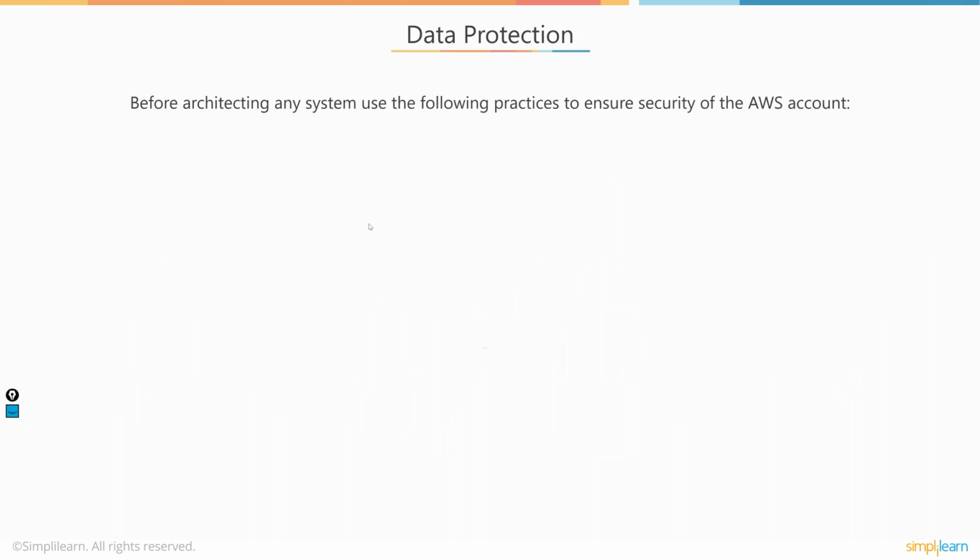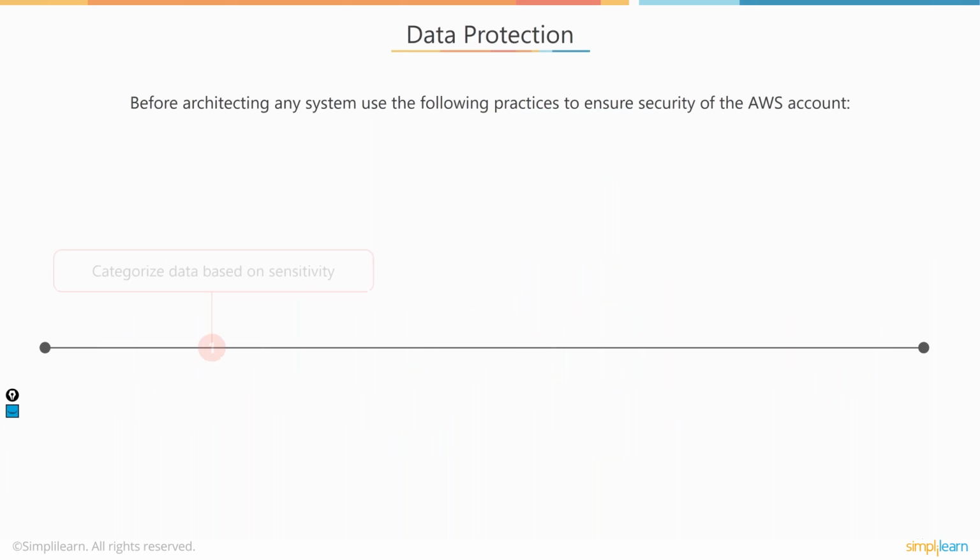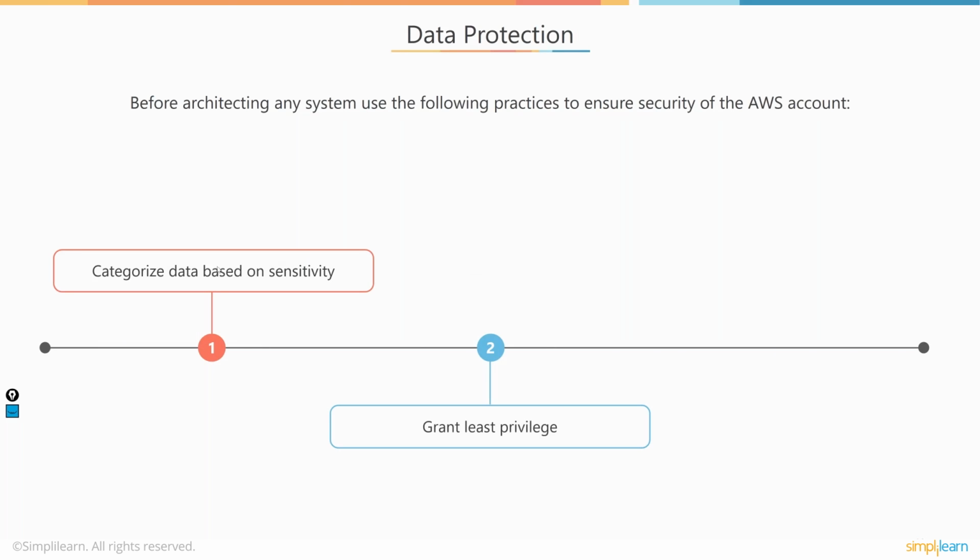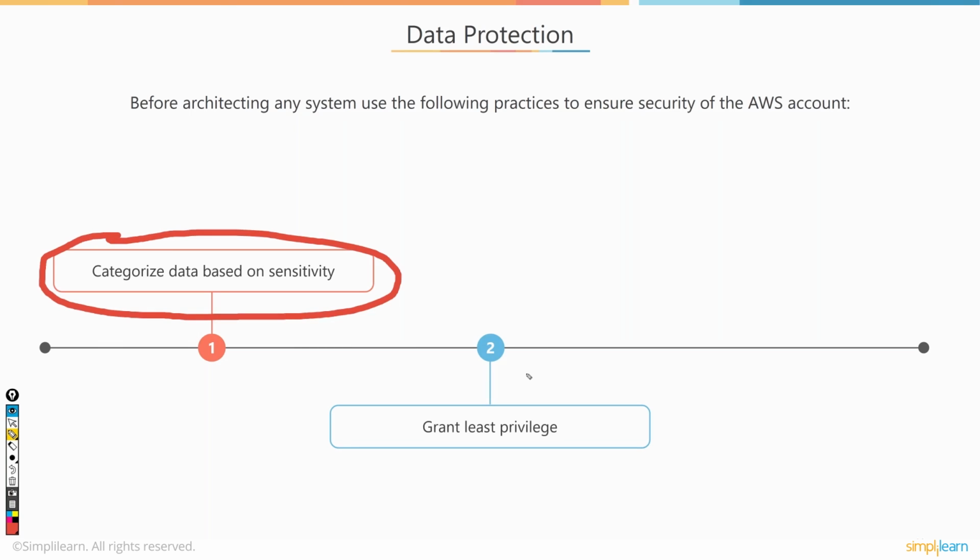Before architecting any systems, use the following practices to ensure the security of that AWS account. First of all, you need to categorize data based on sensitivity. It is very important. You might have a system that consists of a web server, a database, and maybe some sort of application backend system running there. Obviously, web servers quite likely will be exposed to the internet, and that's the primary use for them. Now, the database itself will not, and that's a different tier.